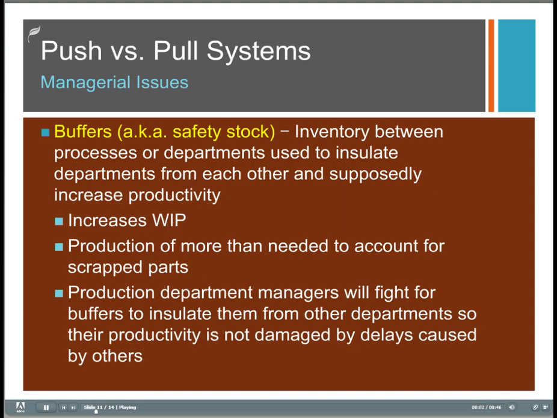Another managerial issue is buffers or safety stock. This is the inventory we keep between departments to insulate them from each other so that they can maintain production in case of a breakdown. This increases work in process inventory. Another purpose for buffers is if we have some scrapped parts, we have some extras around so we can meet our quotas and fill the customer's orders.